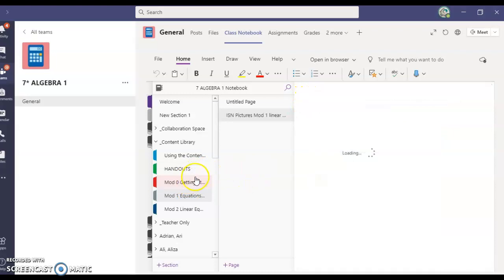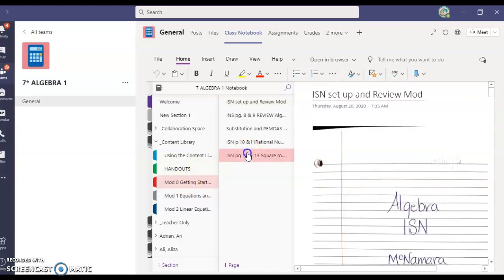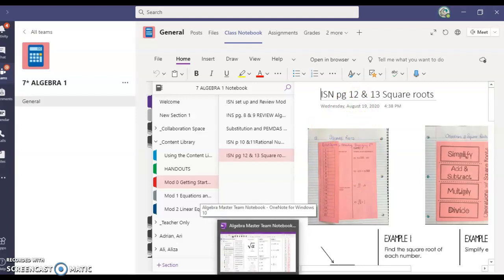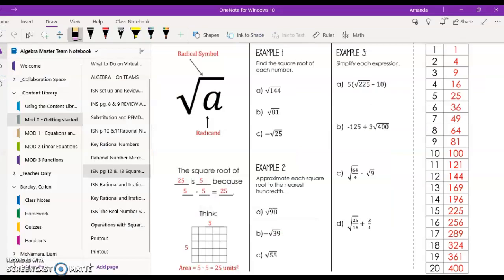Then we would have gone reviewing square roots and operations with square roots. So this will be in your notebook, but I'm going to go over into my notebook so you can see the notes that I would have given you if you were in class today. We would have talked about square roots. This is a radical sign right here, and under the radical sign is the radicand. That's what you're taking the square root of.